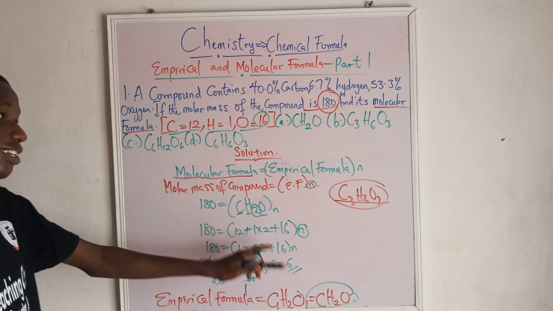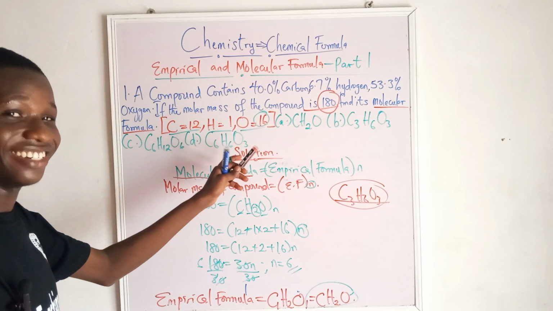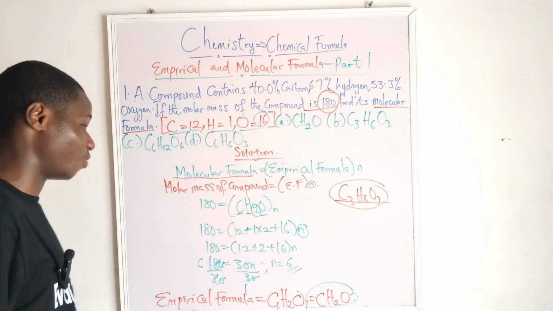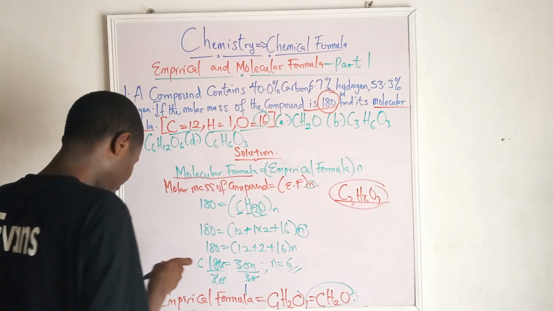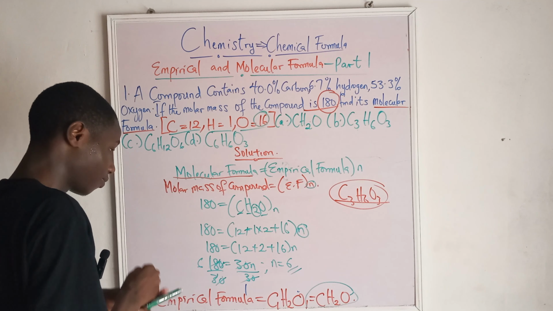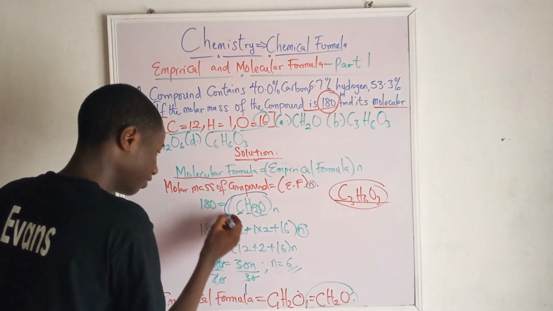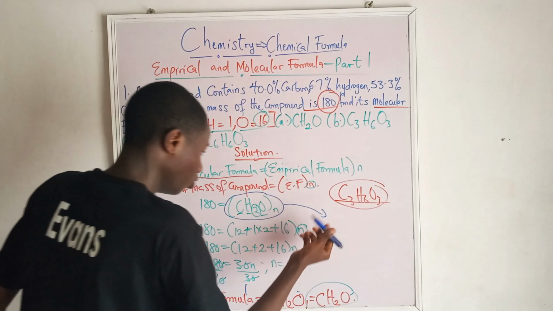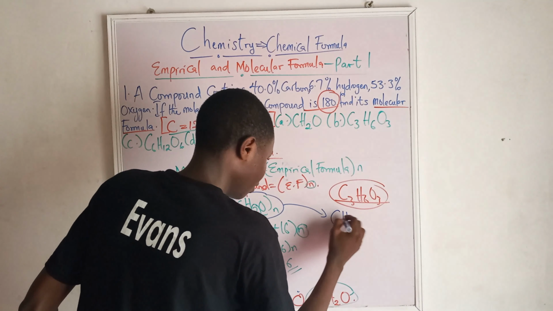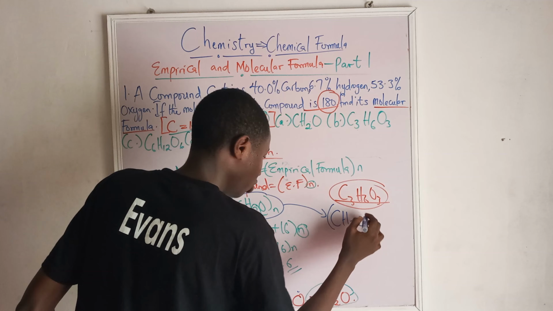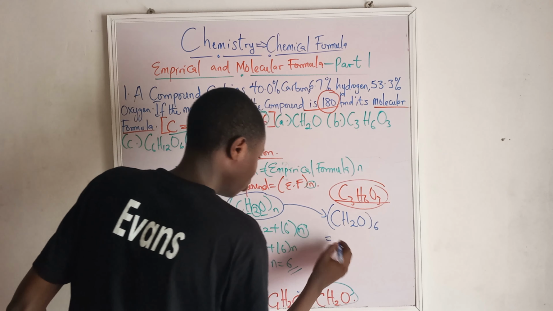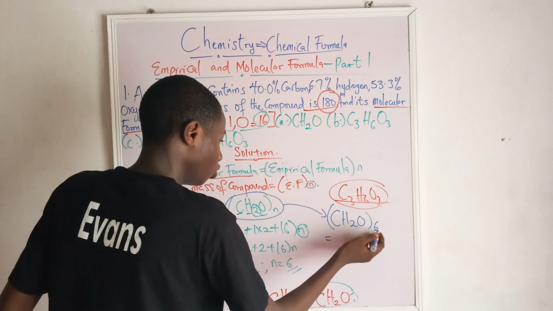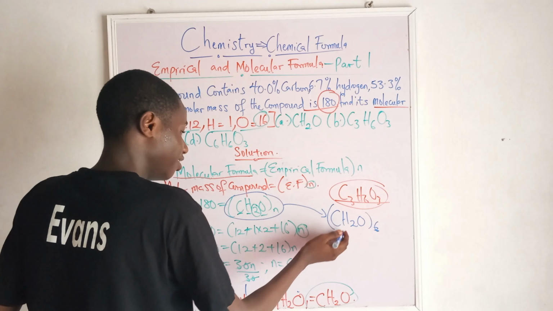You are not done. Look at the question. They did not say find n. You are looking for the molecular formula. Now you come back to this aspect. So what is our n? 6. Now you substitute it. I don't want to be jumping steps, that's why I'm doing it little by little. So just substitute it. We'll be multiplying it by the subscripts.